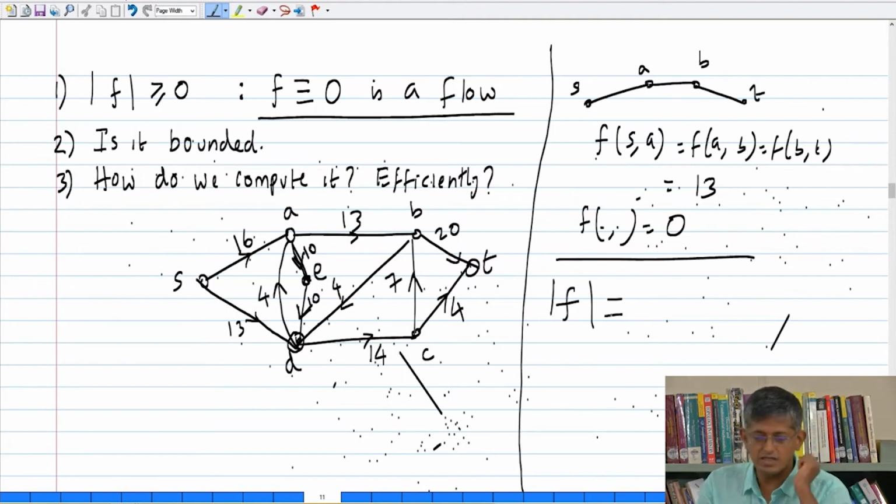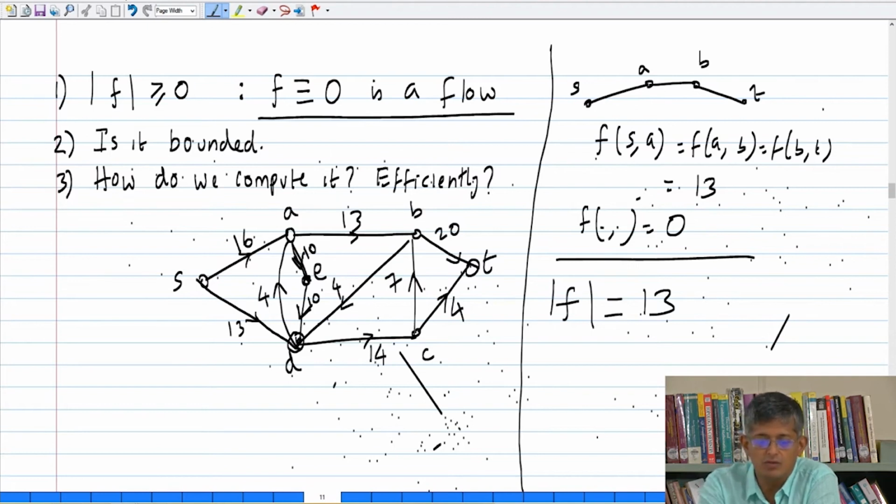The value of this flow is 13. You just have to apply the formula. You count the flow on the edges which are going out and subtract the flow on the edges which are coming into S. There are no edges coming into S, all the edges are going out. So therefore, the value of the flow is 13. Fine. Okay. Can you increase the value?